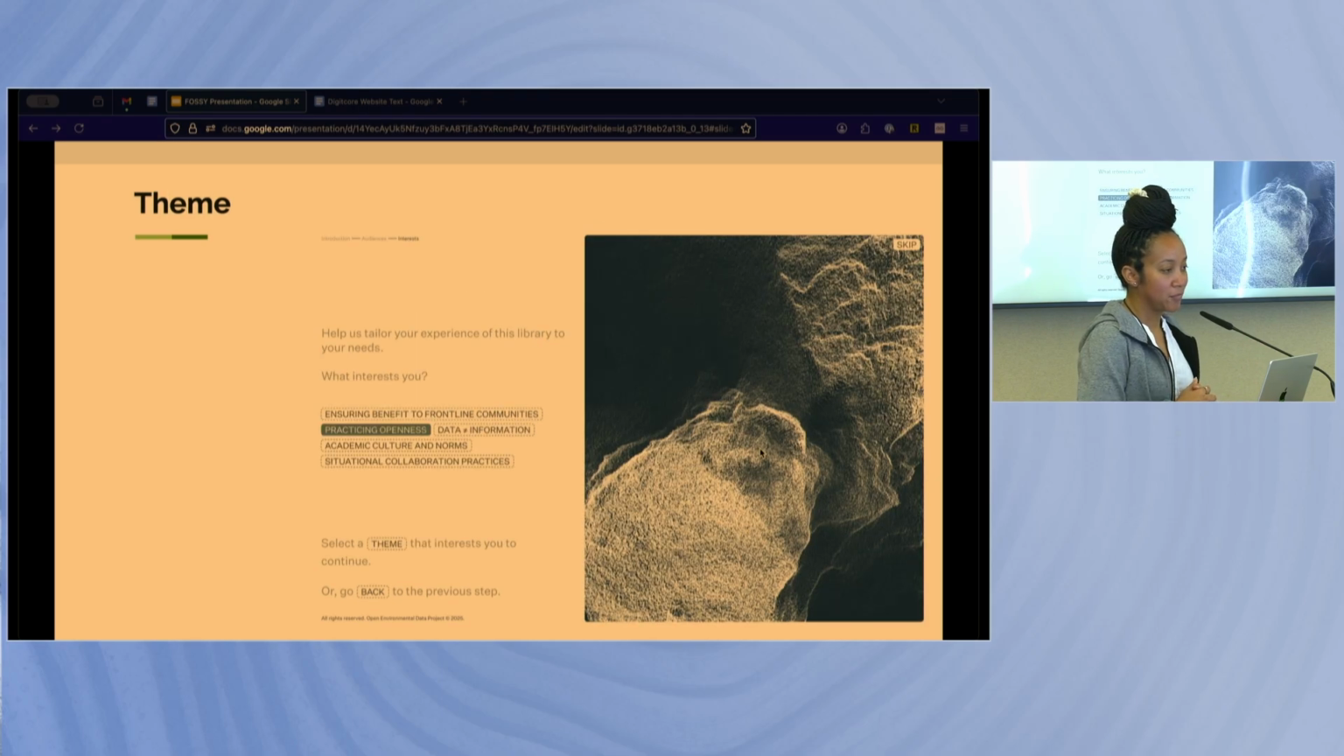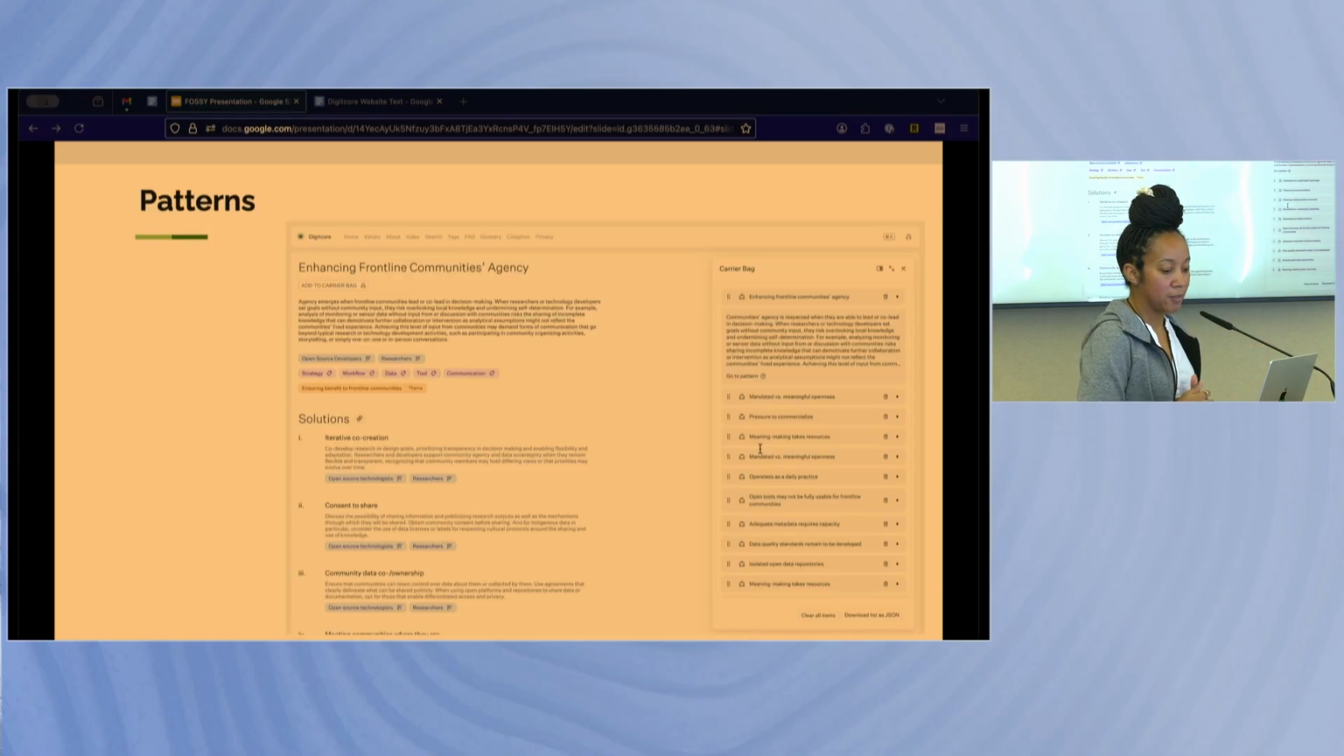And then lastly, you select your interests or your themes. As I mentioned before, the site itself will be tailored to what you're interested in. So if you're an open source developer interested in community collaboration, things like that, you can select that specifically. But now, the pattern page.